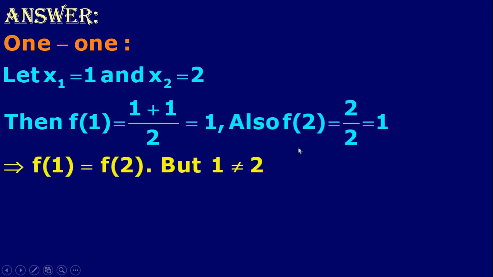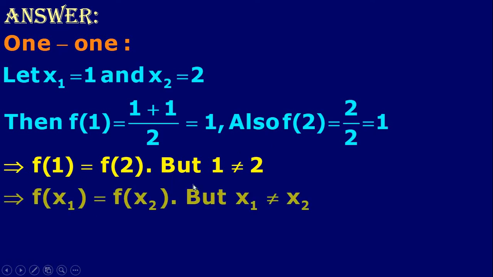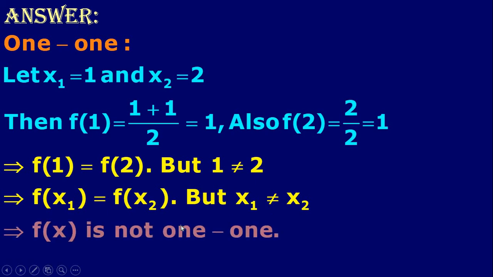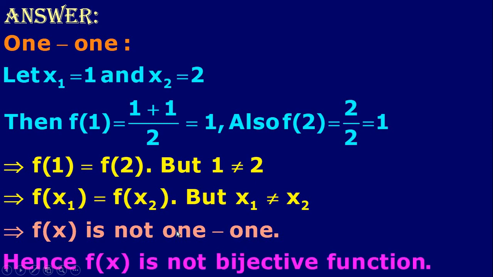Here we get f of 1 equal to f of 2, but 1 is not equal to 2. So f of x1 equal to f of x2 but x1 is not equal to x2. Therefore this function is not a 1-1 function. Since this function is not 1-1, this function is not a bijective function.